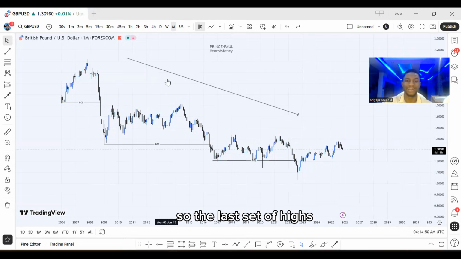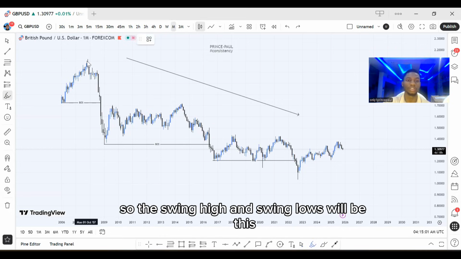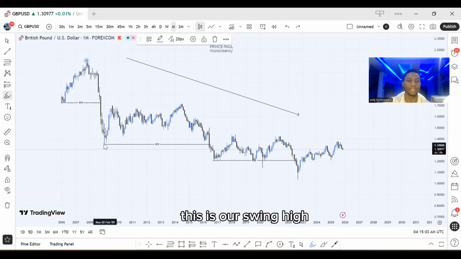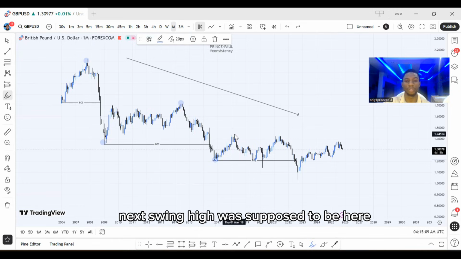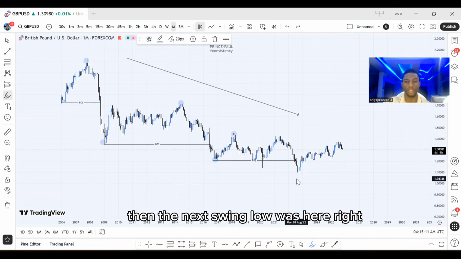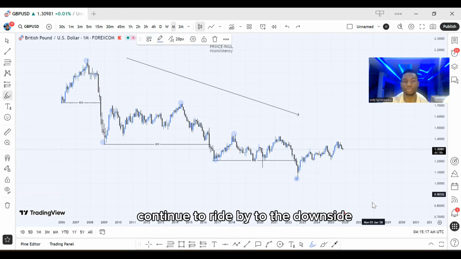So we want to identify our swing highs and swing lows, basically after marking your swing structures, right? So the swing high and swing low will be this. This is our swing high, swing low. Next swing high was here. Next swing low was here. Next swing high was supposed to be here. Then the next swing low was here, right? So we're expecting a swing high, then another swing low, continuing to ride the bias to the downside, right?